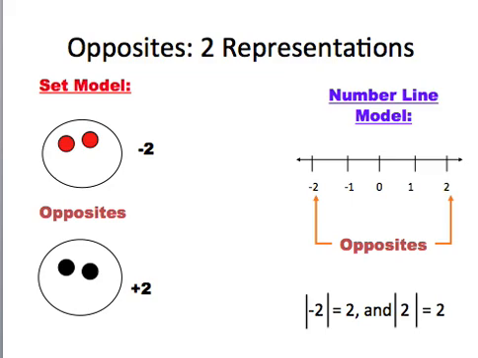So we have two different representations of integers. We've got the set model, 2 red chips is -2, 2 black chips is +2. There's also a number line model. -2 is 2 to the left of 0, +2 is 2 to the right of 0. The set model is helpful when we're taking one number away from another. The number line model is helpful when we're thinking about the difference between two numbers. An absolute value is a very helpful concept related to the number line. The absolute value of -2 equals 2, and the absolute value of 2 equals 2.